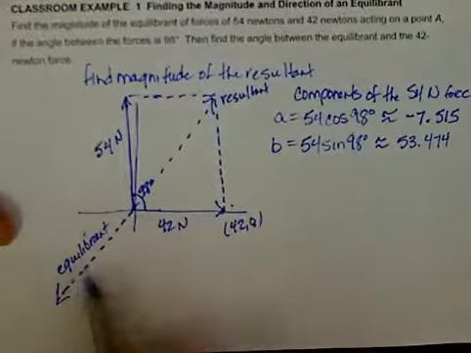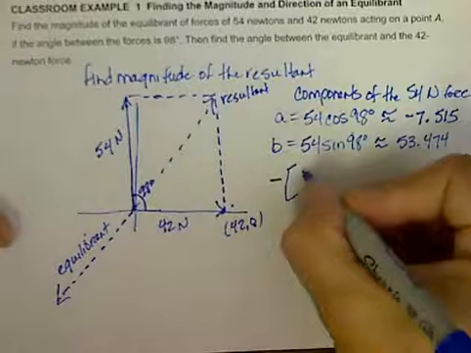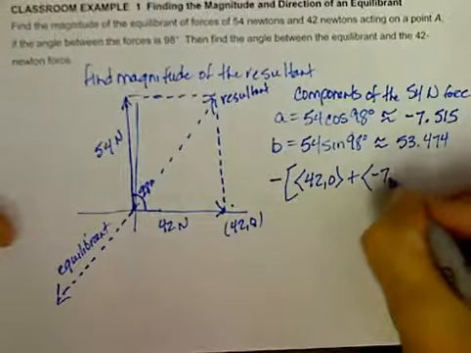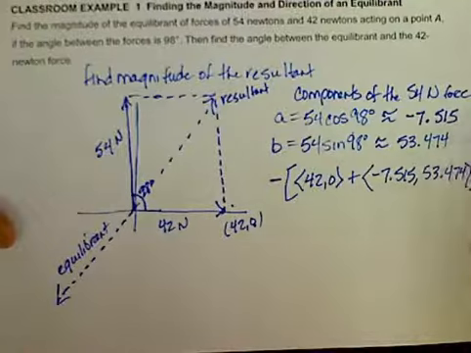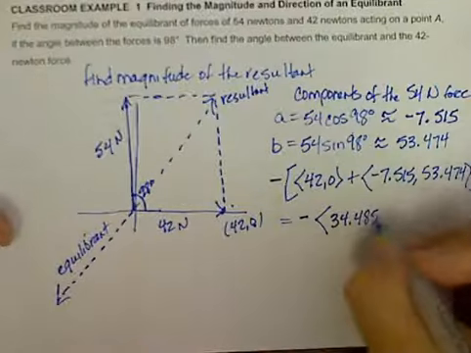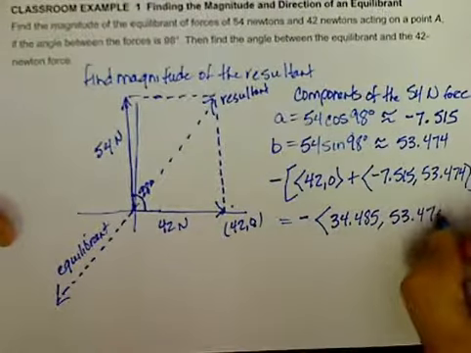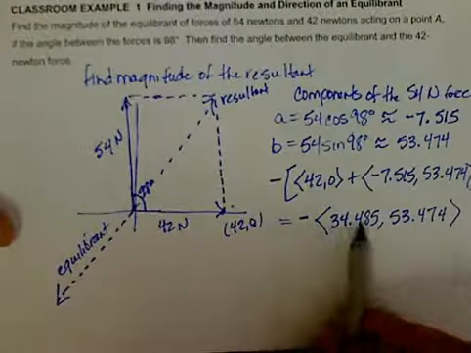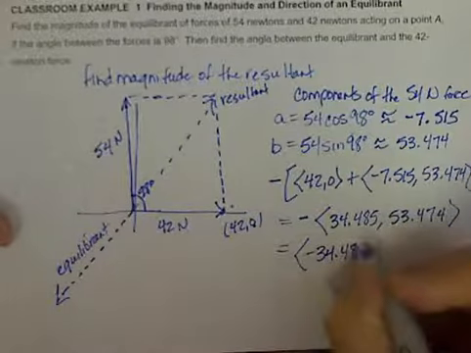What I really want is the equilibrant, so it's just going to be the opposite of that. So I'm going to take the opposite of the sum of these two vectors. When I combine these two, I'm going to get 34.485 approximately, and these two, I get 53.474. Now since I'm doing the equilibrant, I'm going to distribute my negative sign. So then both of my components are negative.